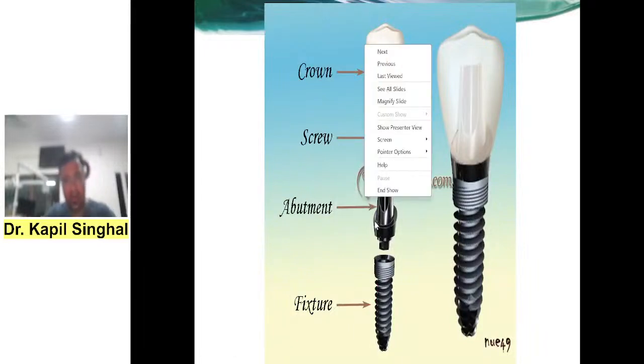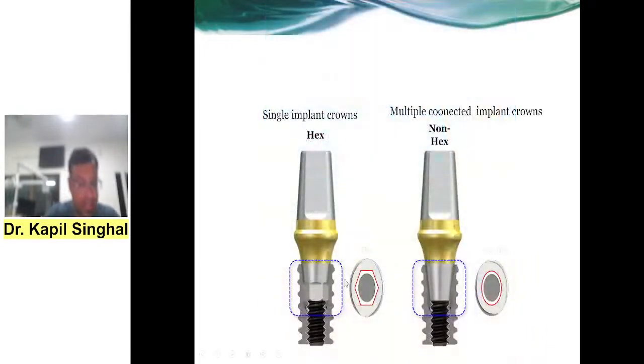Okay. So when to use hex? When it is a single implant, single crown. Suppose you place an implant in a first molar, lower first molar, and you have to make a single crown. So one single implant, single crown, always your abutment would be hex. But when there is more than one adjacent implant and you have to make a splinted prosthesis, meaning a prosthesis that would be joined, your abutment will always be non-hex.